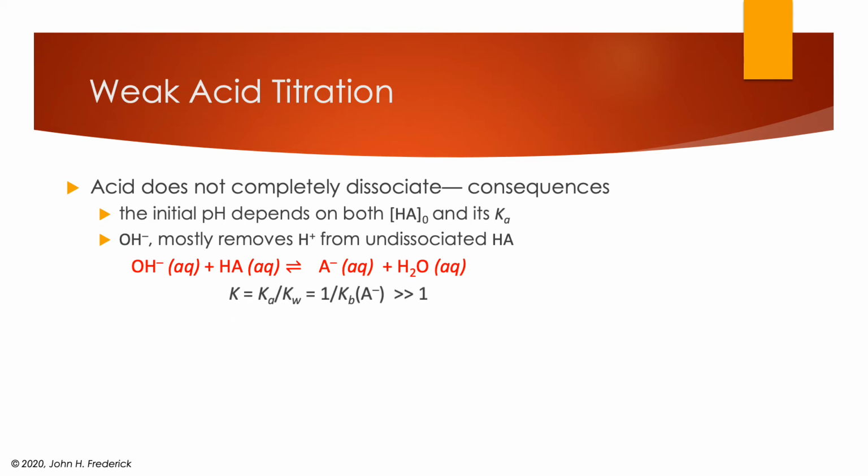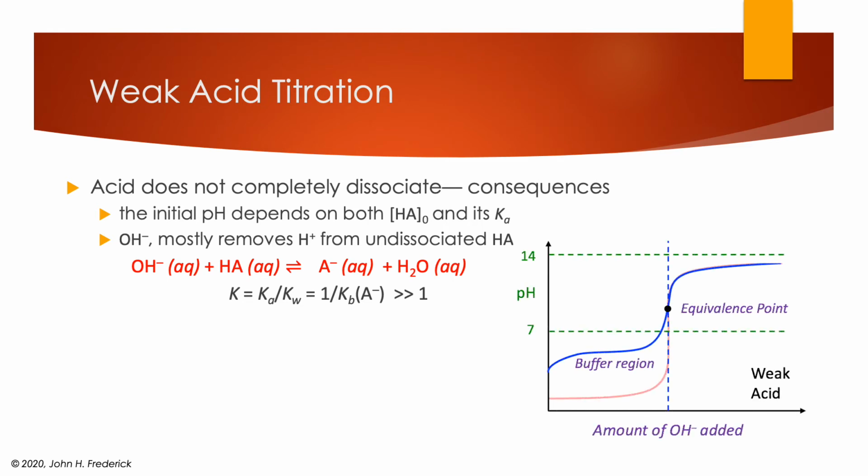Now the equilibrium constant for this is going to be the Ka divided by Kw. It's something that you can work out, or it's 1 over the Kb of A minus. And if you look at this reaction, if you were to flip it around, we would have A minus plus H2O goes to HA plus OH minus, and that is the Kb reaction for the conjugate base. Now since it's 1 over that, and we know that the Kb is going to be a number less than 1, 1 over a number less than 1 is going to be a number that's much greater than 1. So this goes nearly to completion.